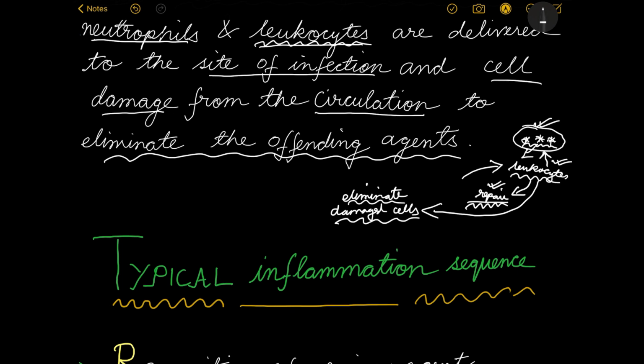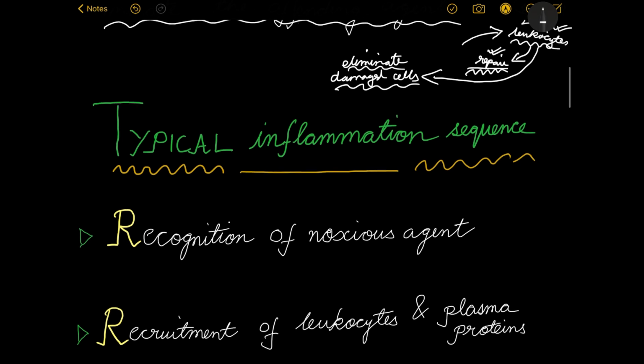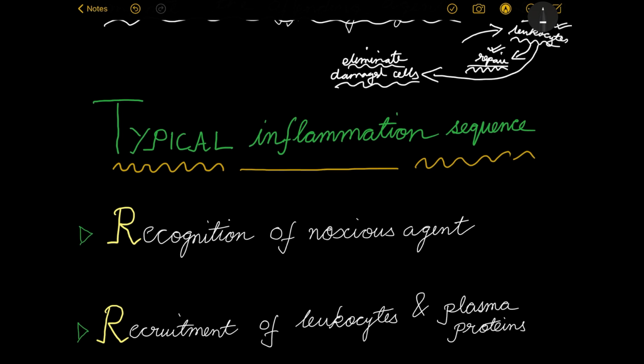This is more or less what inflammation is about. Now, before going on to the typical inflammation sequence, we will obviously be dealing with the inflammation process, or rather acute inflammation process, in a lot more detail from the next video onwards. But before that, a very generalized overview of what a typical inflammation sequence looks like, that we will see.